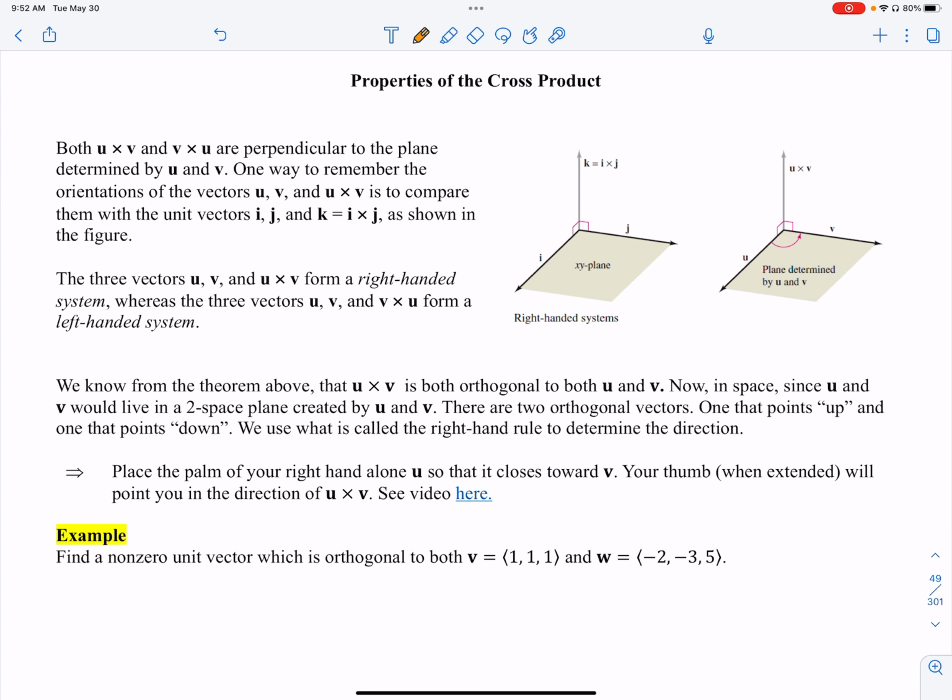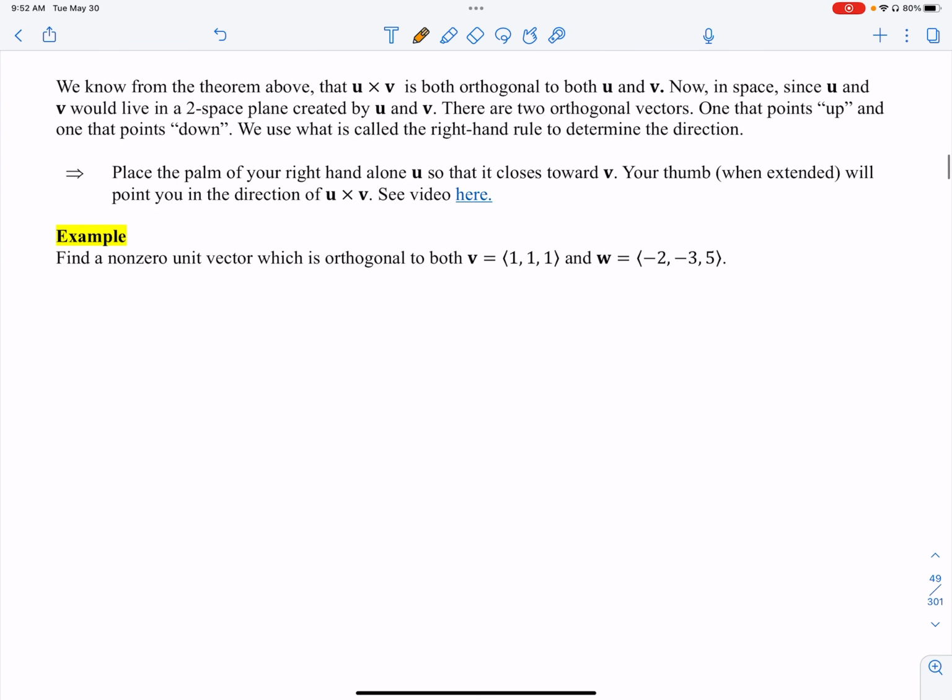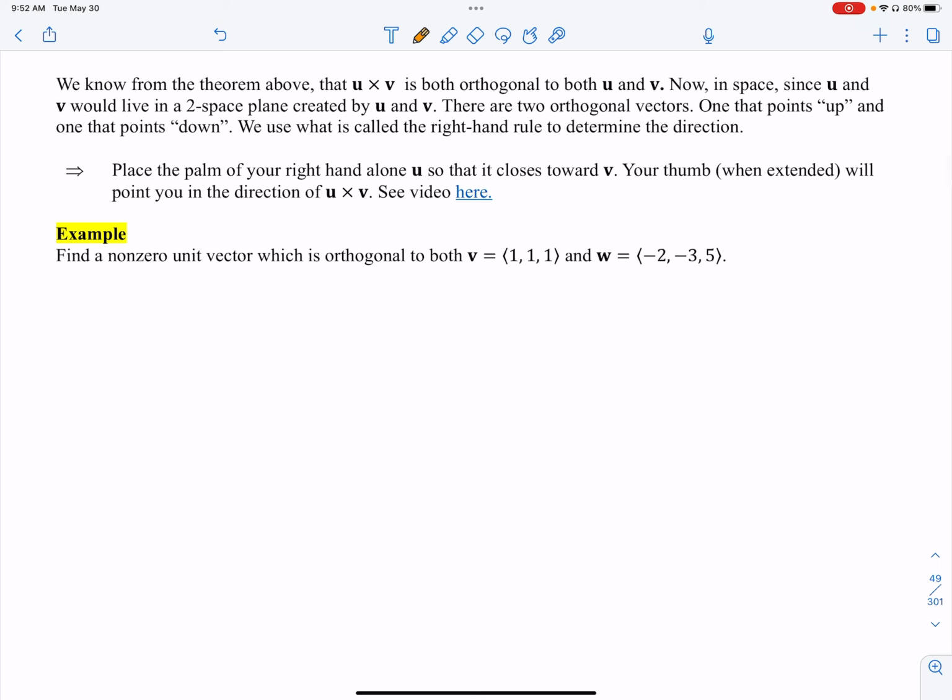Okay, so find a non-zero unit vector which is orthogonal to both V and W. So we're going to try to figure out a vector. If I'm looking for a vector that is orthogonal to 2 different vectors, I just find the cross product, V cross W, right? And they just say find a unit vector. So I could do V cross W or W cross V, doesn't matter.